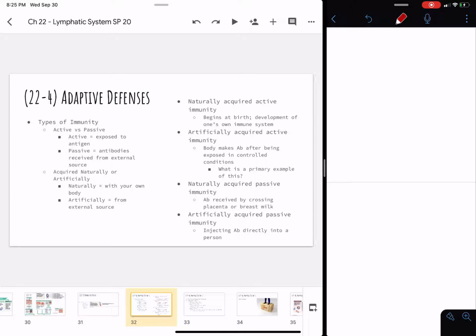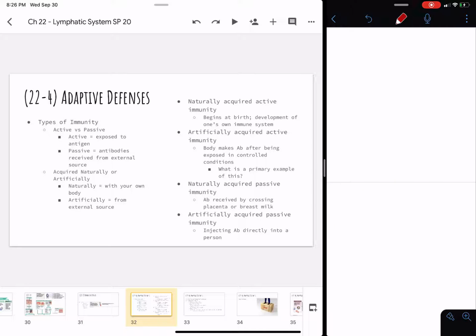And there's 4 different arrangements that we can make for this. So, we can either say something is naturally acquired active immunity, or artificially acquired active immunity, or naturally acquired passive immunity, and finally artificially acquired passive immunity. So what's the difference between all of these words?